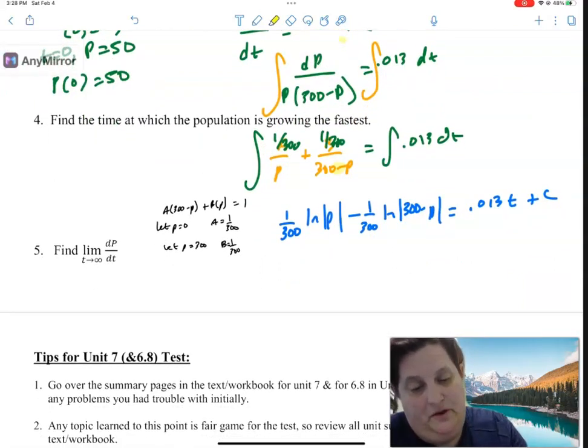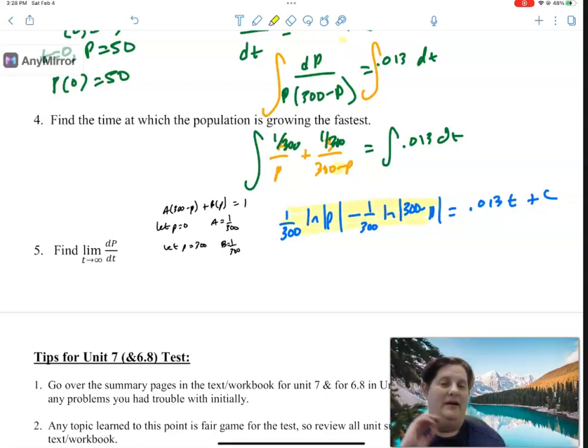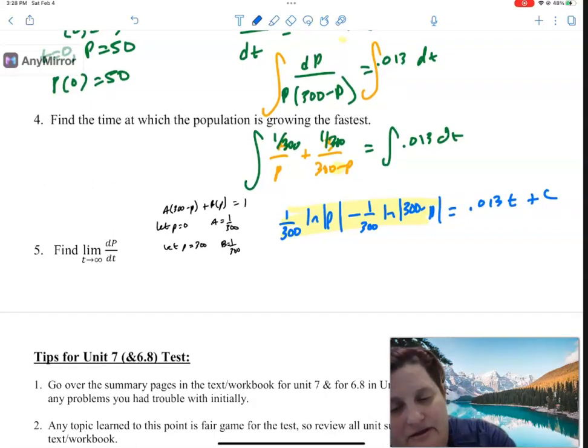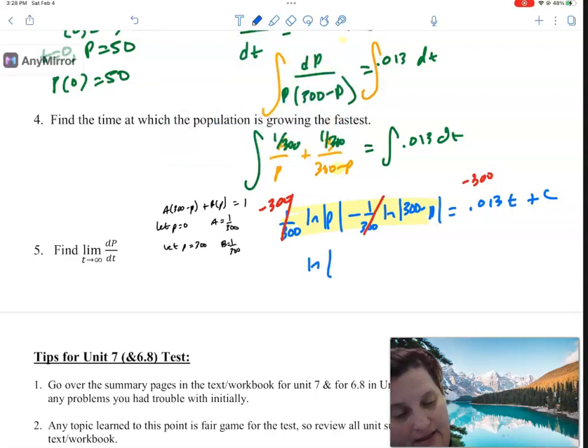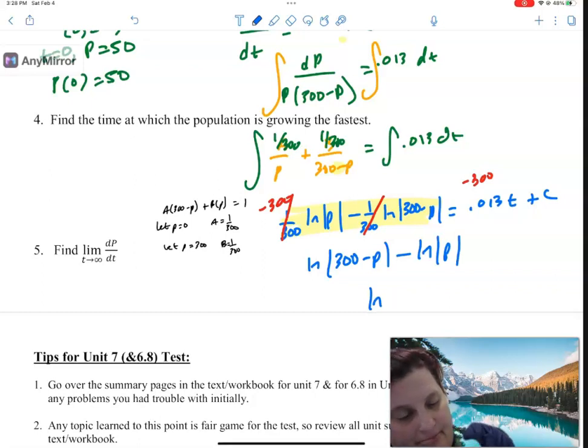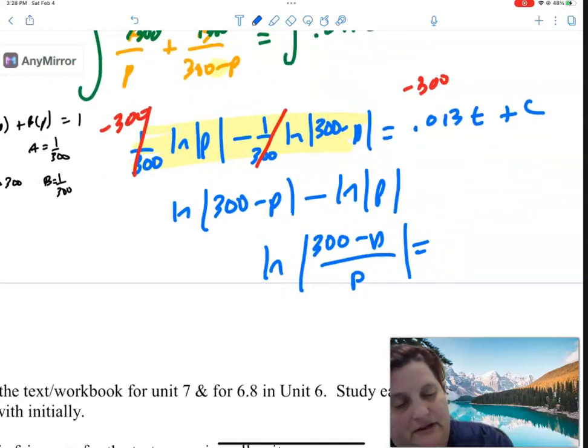Let's do logarithm rules to get that. Do you guys remember what we liked to do was multiply everything by -300, if only for the reason that it flipped these around and it made it ln of 300 minus p minus ln of p, and when I put them together, it's just easier to divide, easier to solve when it's like that.